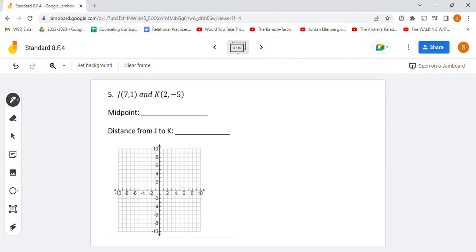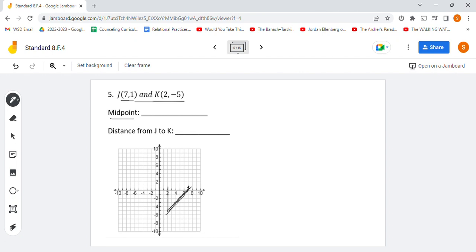Alrighty, for the next one we've got points JK and we have to find the midpoint. So we have 7, 1, that's right here, and we have 2, -5, that's right there. So to find the midpoint, we're going to see how far we go up and over, and we're just going to cut that in half.